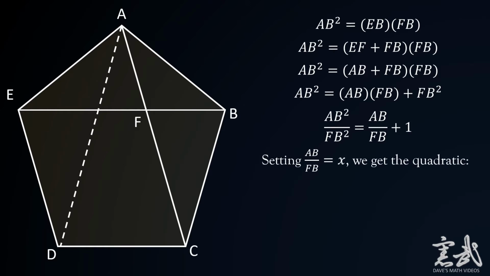Then we set AB over FB to equal x, and we can get the quadratic x squared equals x plus 1, for which the positive solution is phi.